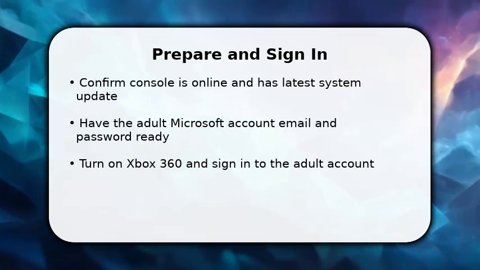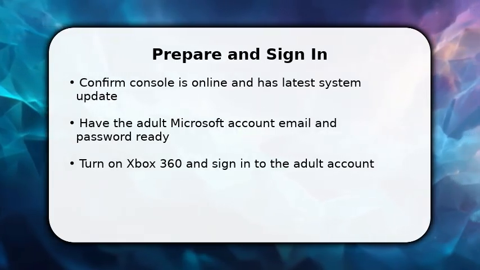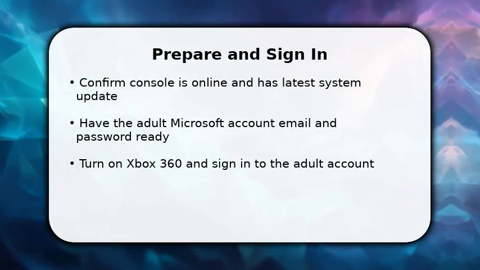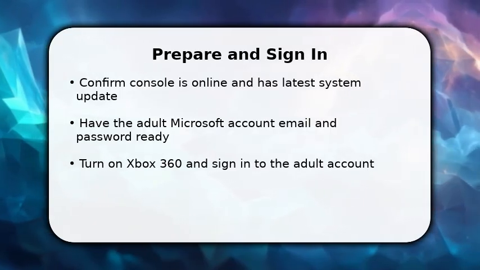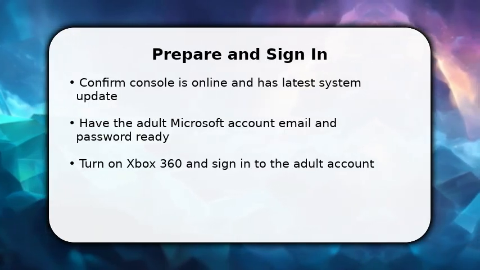You start by signing in with the adult Microsoft account that set the controls. Once signed in, make sure your Xbox 360 is connected and up to date so settings save correctly. Navigate to the guide, then go to Settings and Console Settings to reach Family or Parental Controls. You need the account password to change restrictions.